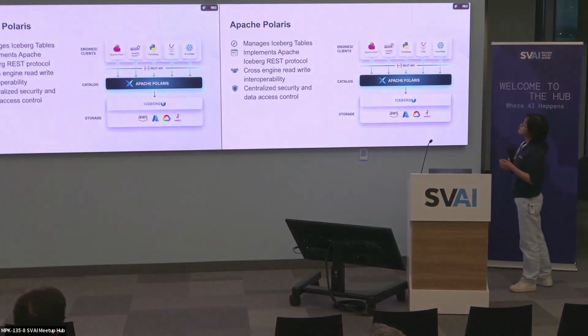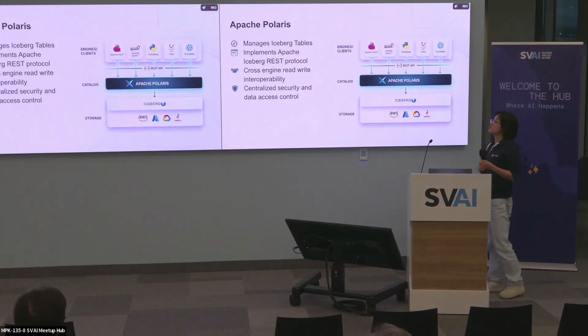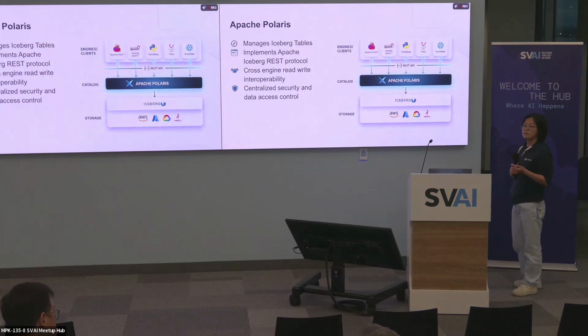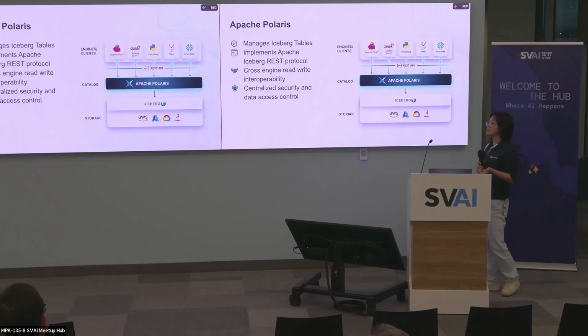Before that, I'm going to give a little introduction about what Apache Polaris is. It starts as a catalog service that helps manage all your Iceberg tables, and it implements the Apache Iceberg REST protocol to provide cross-engine read-write interoperability. It also implements a bunch of security features like RBAC controls, credential vending, and policies to provide centralized security and RBAC controls. So it's mainly Iceberg at that time.